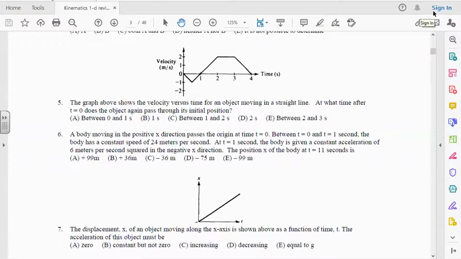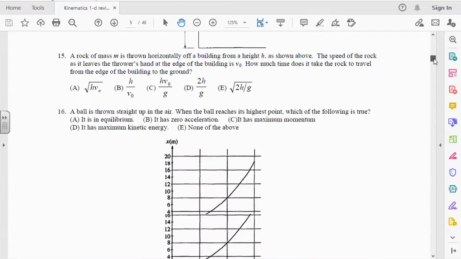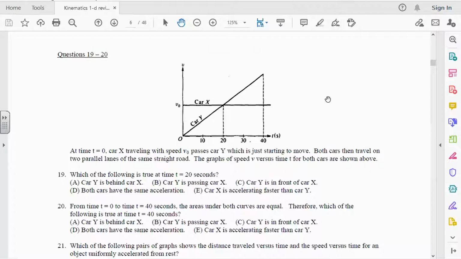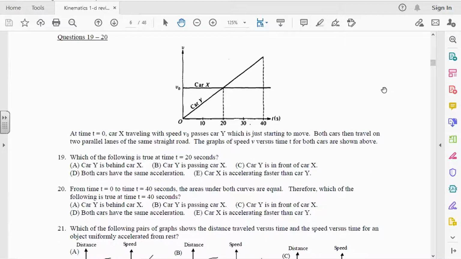All right, so we're good so far? The next one I have is number 19.